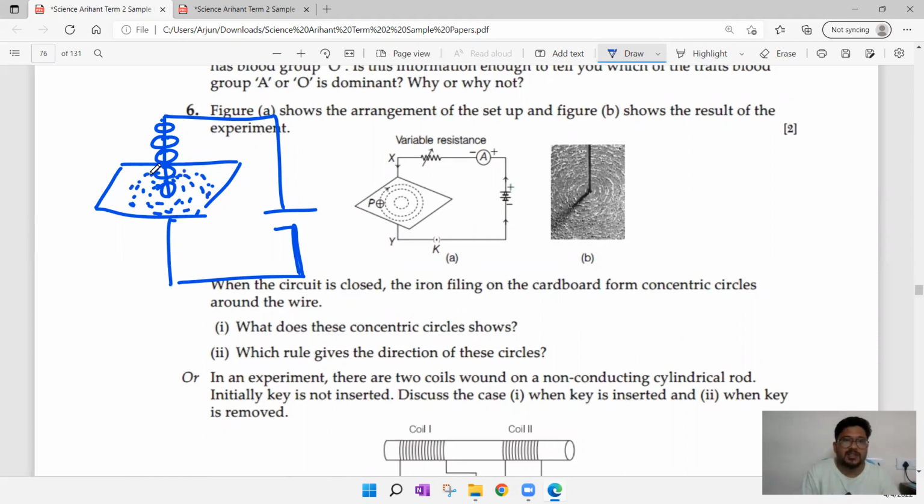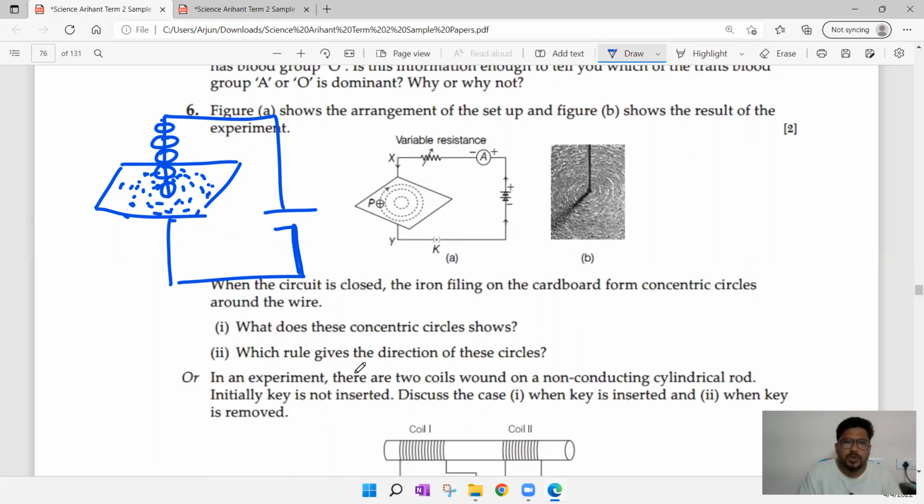Why are concentric circles formed? Because around a straight current carrying conductor, the magnetic field is in circular shape, so all the iron filings will be arranged in a circular pattern. That is a concept you have to understand. That thing should strike in your mind. Number 1 question: what does this concentric circle show? Concentric circles show the magnetic field around the conductor.